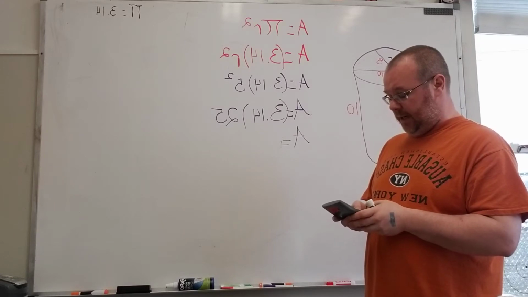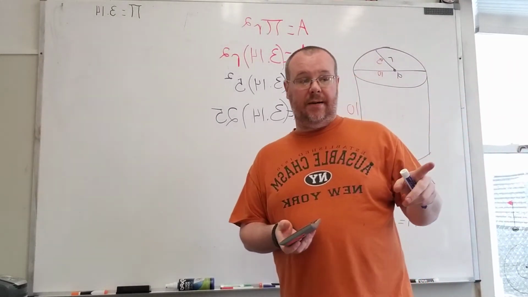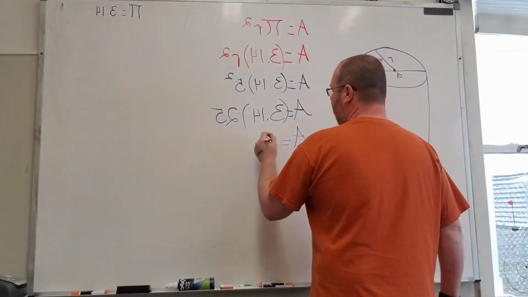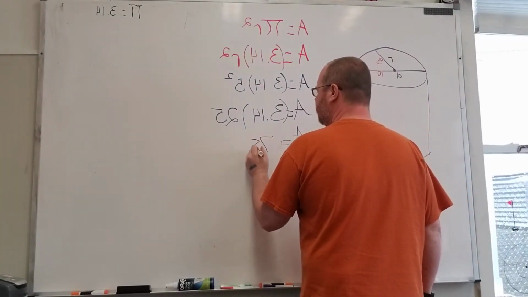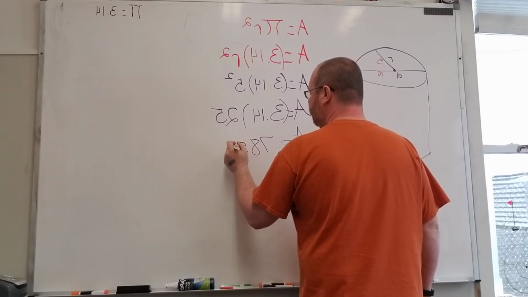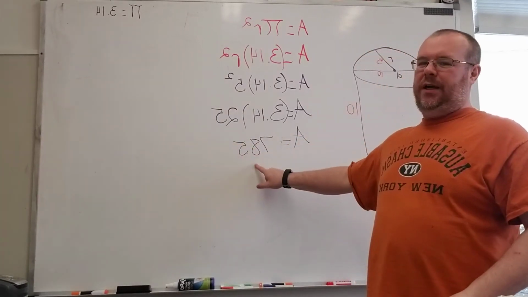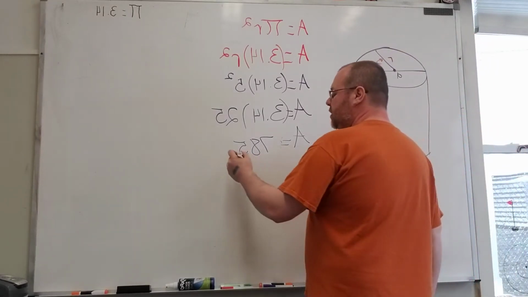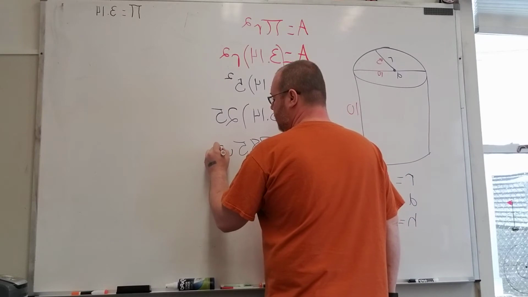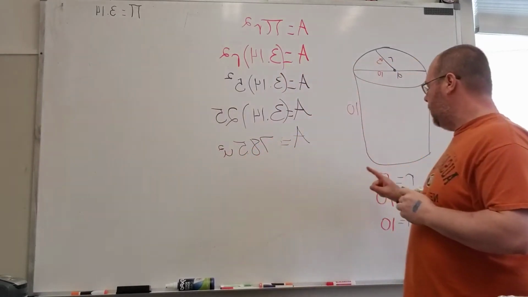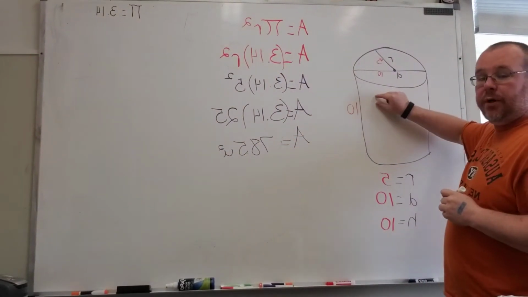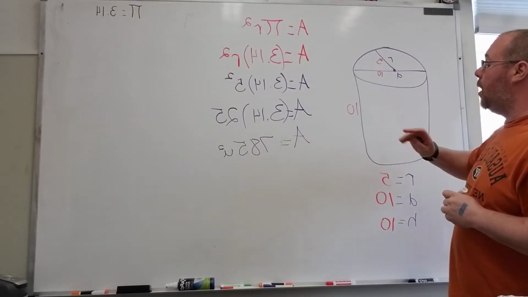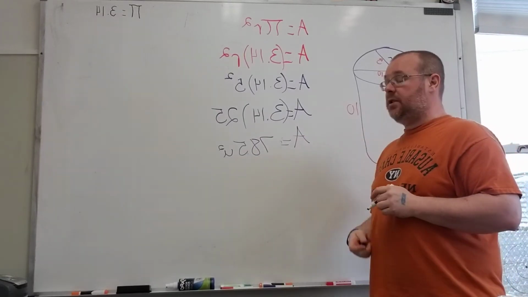times 25. Who has it? 78.5. What's the label here? The label is units squared. It's units squared because I did not put a measurement next to these numbers. Therefore, we use the default units squared.